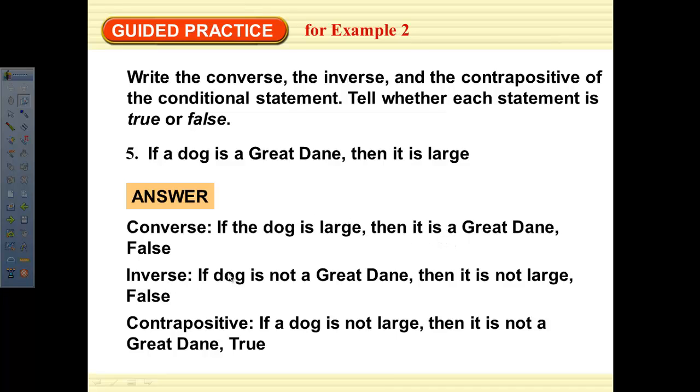Then for the inverse, if a dog is not a Great Dane, then it is not large. That's also false, because we could have a dog that's not a Great Dane and it could still be large. And finally, the contrapositive, if a dog is not large, then it is not a Great Dane. That is true, because if it's a small dog, it's not going to be a Great Dane. I know that's a lot to write down. Make sure you pause the video if you need to.